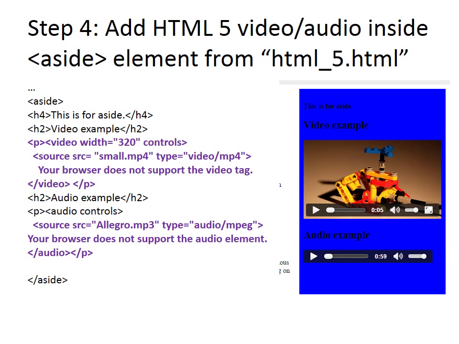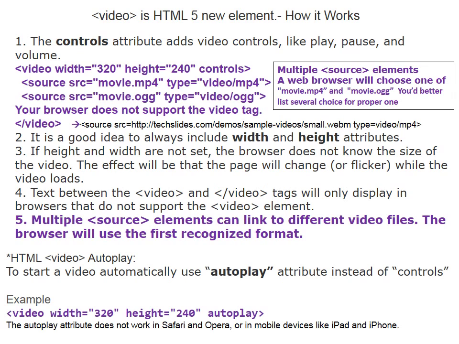In step 4, you will add HTML5 video and audio inside an aside element. In the video element, the controls attribute adds video controls like play, pause, and volume. It is a good idea to always include width and height attributes. You may want to use multiple source elements.